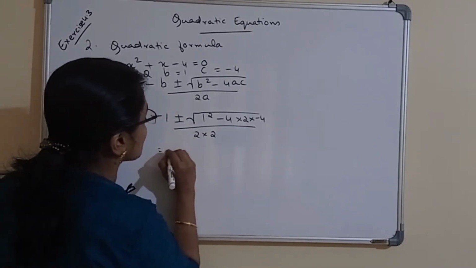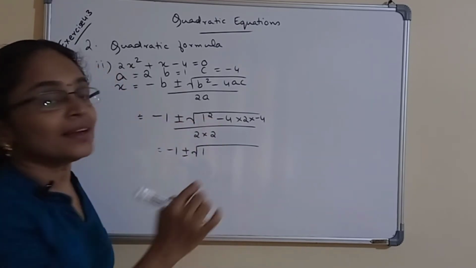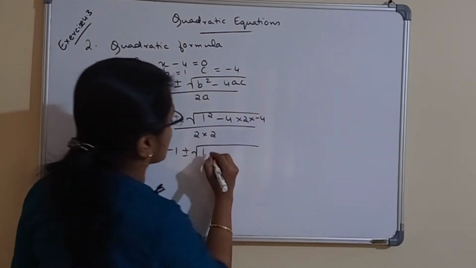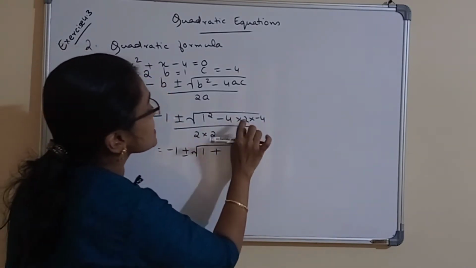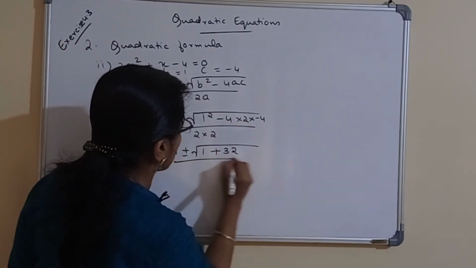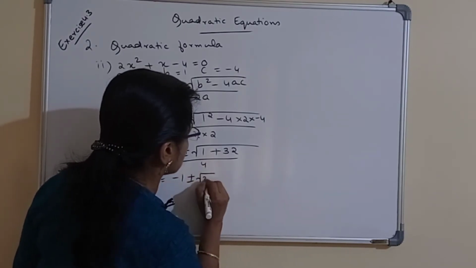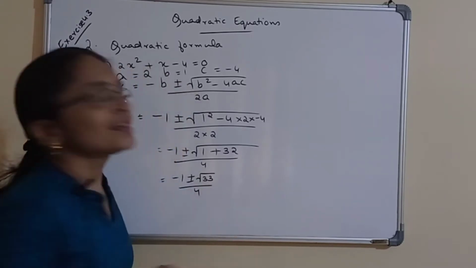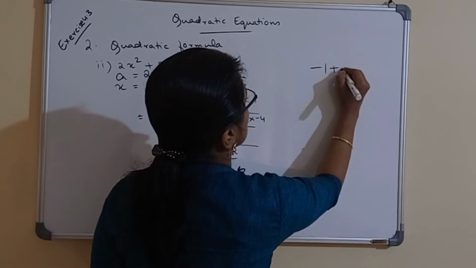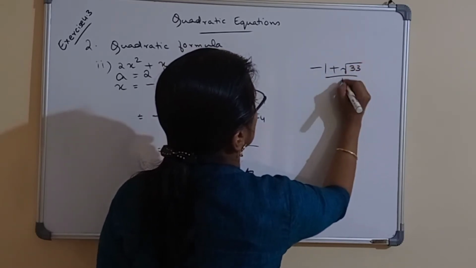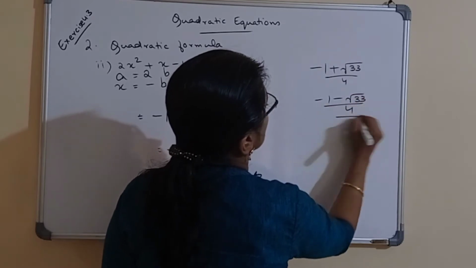Now, this is equal to minus 1 plus or minus root of 1 square, which is 1. Then minus into minus is plus, and 4 into 4 is 16, then 16 into 2 is 32, by 4. Which is equal to minus 1 plus or minus root 33 by 4. So, the roots of this quadratic equation are minus 1 plus root 33 by 4 and minus 1 minus root 33 by 4.